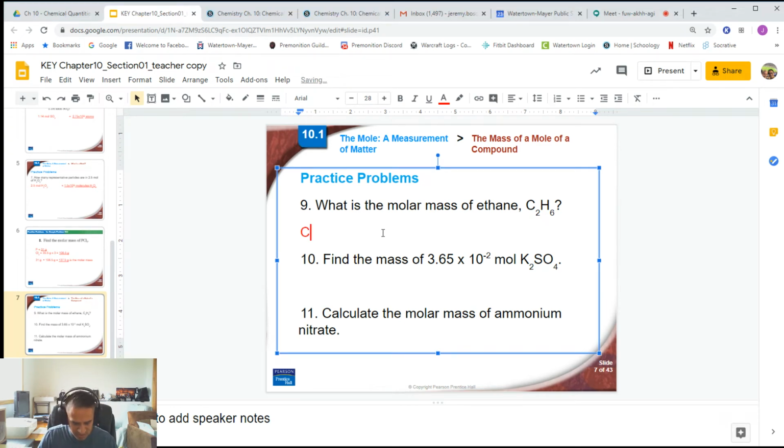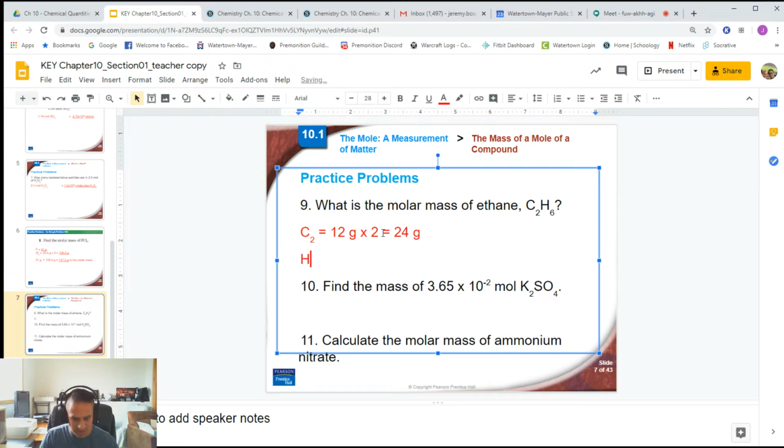So carbon, and there's 6 of them here. Or sorry, 2 of them. So C2. So this is 12 grams times 2, which is equal to 24 grams. And then H6, which is 1 gram times 6, so that's equal to 6 grams. And then if we add those together, 24 grams plus 6 grams equals, we get a molar mass of about 30 grams. Okay, that's it. Again, super easy. We're just adding some numbers together.